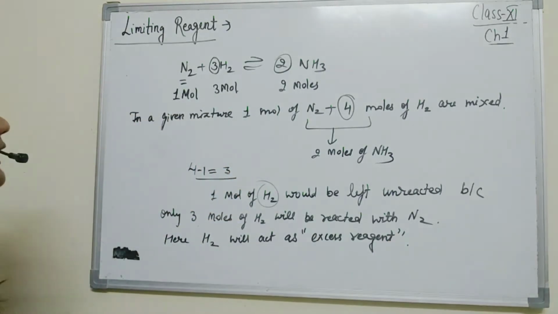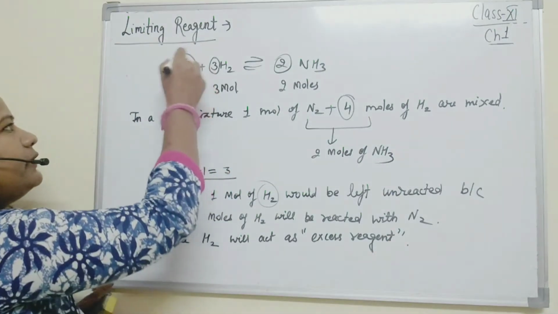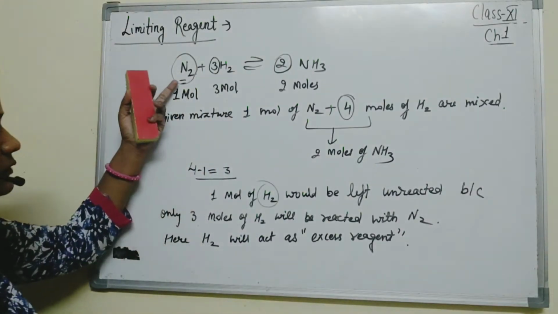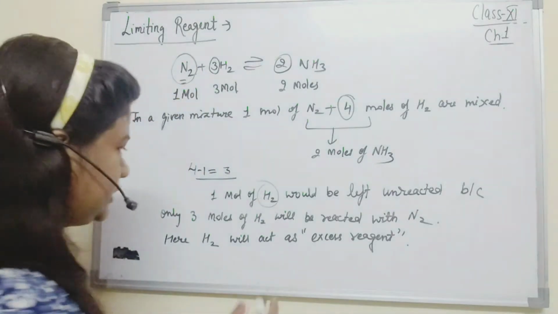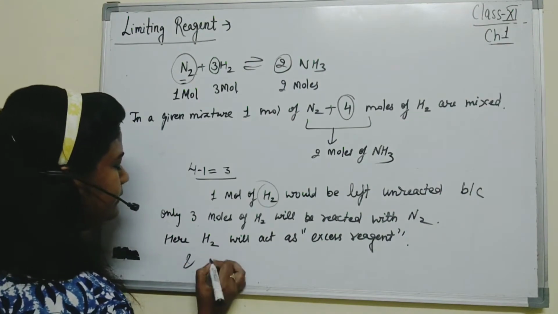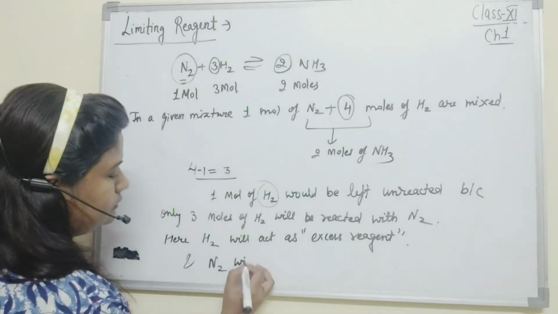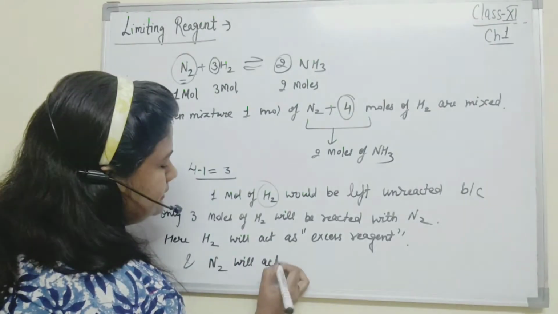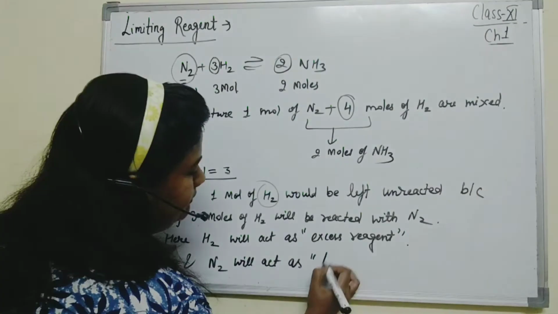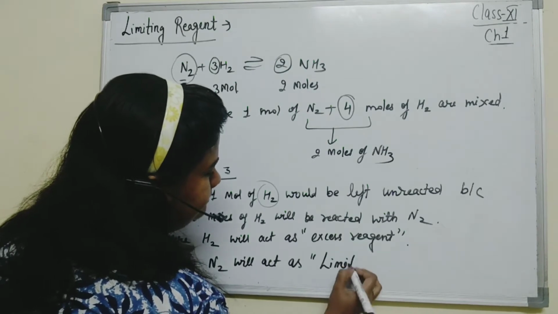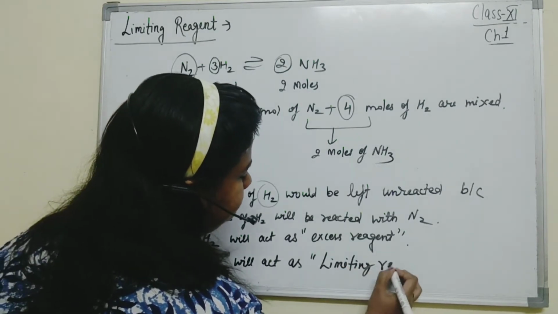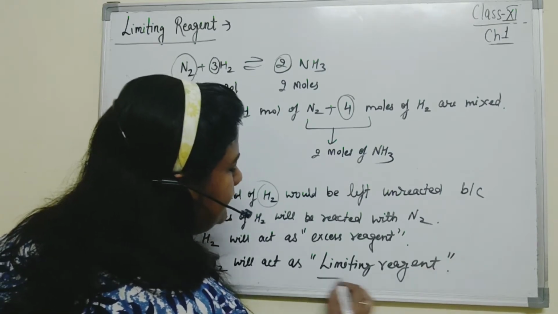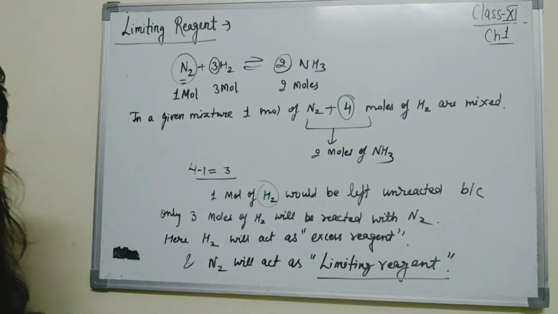And by the end of the reaction, 1 mole of nitrogen is completely consumed. So nitrogen will act as limiting reagent, because it is consumed completely by the end of the reaction.